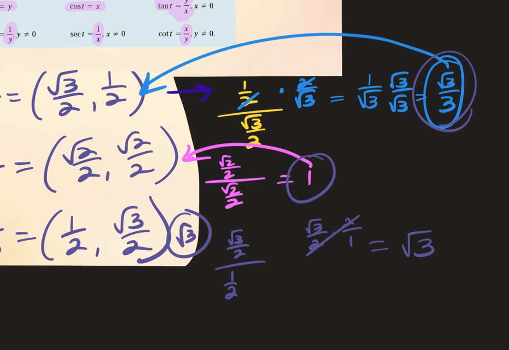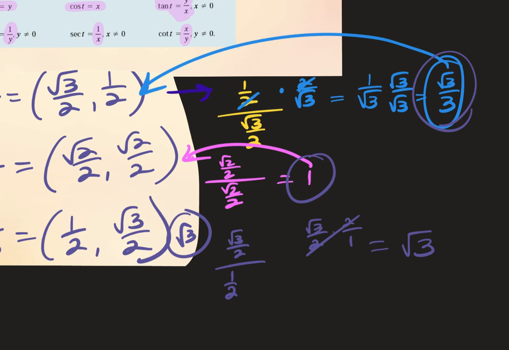I want you to memorize that π/6 has root 3 over 2, 1/2 as its coordinate point, and its tangent is root 3 over 3. I want you to memorize that π/4 is root 2 over 2 and root 2 over 2, and its tangent is 1. And I want you to memorize that π/3 is 1/2 and root 3 over 2, and the tangent is root 3.